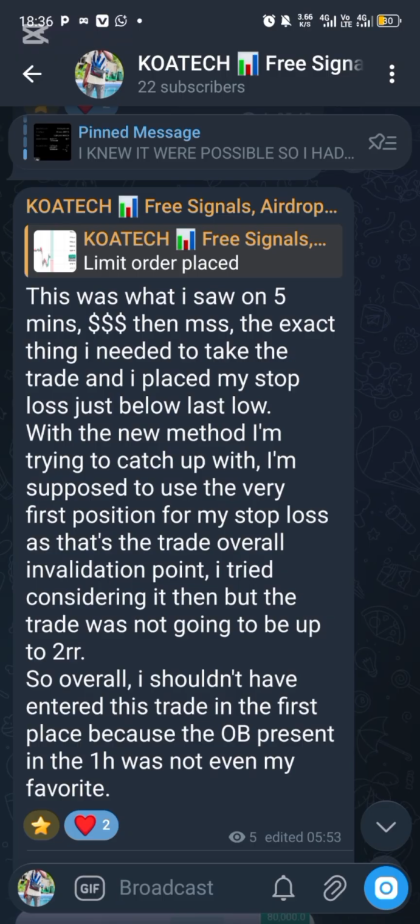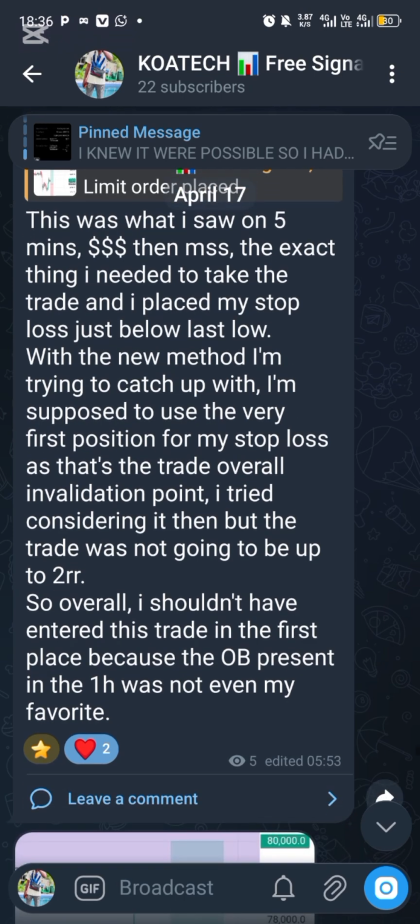So look at what I wrote. With the new method I am trying to catch up with, I am supposed to use the very first position for my stop loss, as that's the trade's overall invalidation point. I tried considering it then, but the trade was not going to be up to 2 RR. So overall, I shouldn't have entered this trade in the first place, because the OB present in the 1 hour was not even my favorite. So that was it. Let's just go to trade number 8, which happened to be a 1.